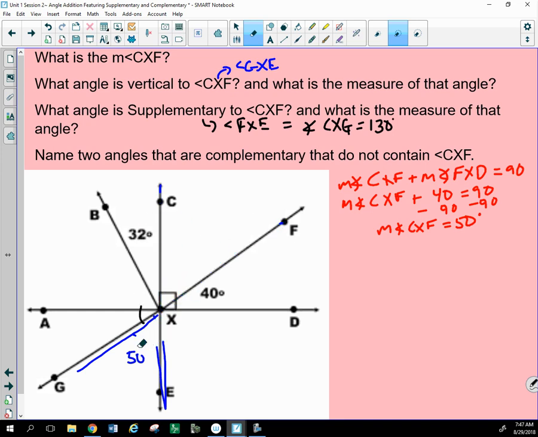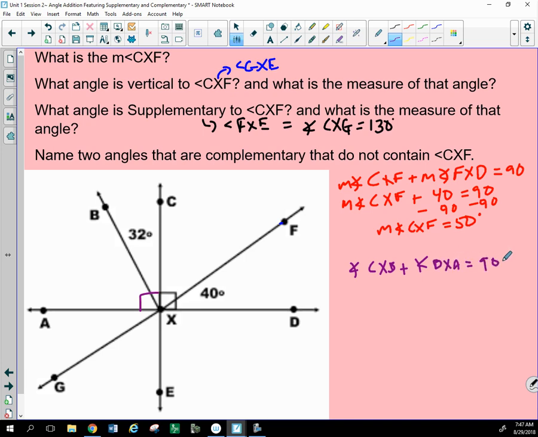And then it says, name two angles that are complementary to each other, but do not have CXF in it. So two angles that would be complementary that don't have CXF in it would be something that makes a 90-degree angle. Now, when I have a 90-degree angle where two lines are crossing, that would make this be a 90-degree angle as well. So one of the two angles that could add together to be 90 degrees could be angle CXB plus angle BXA. That would equal complementary angles.